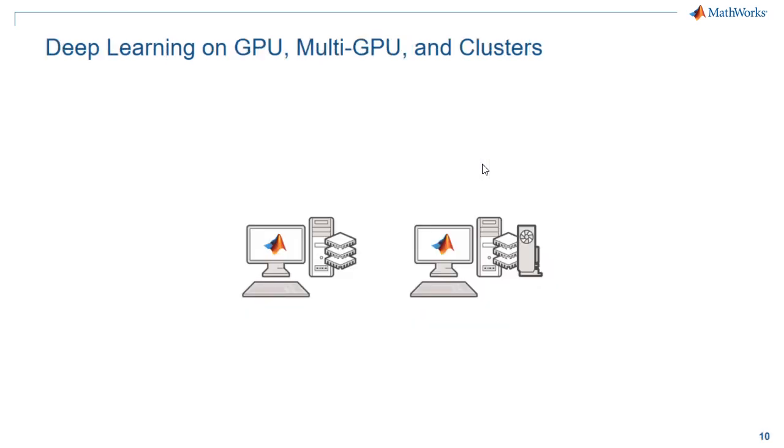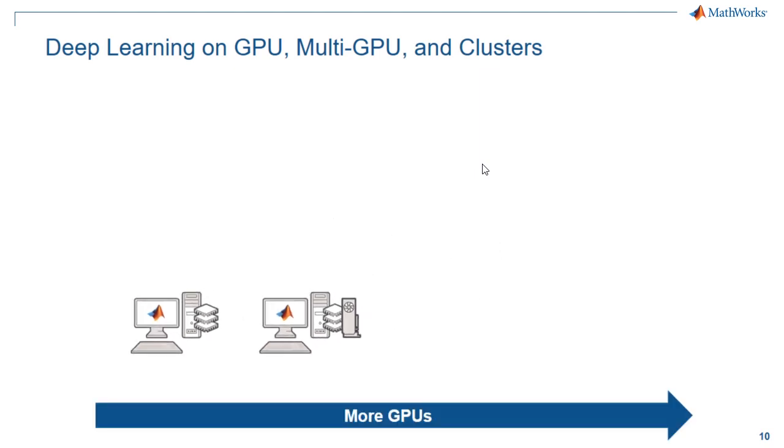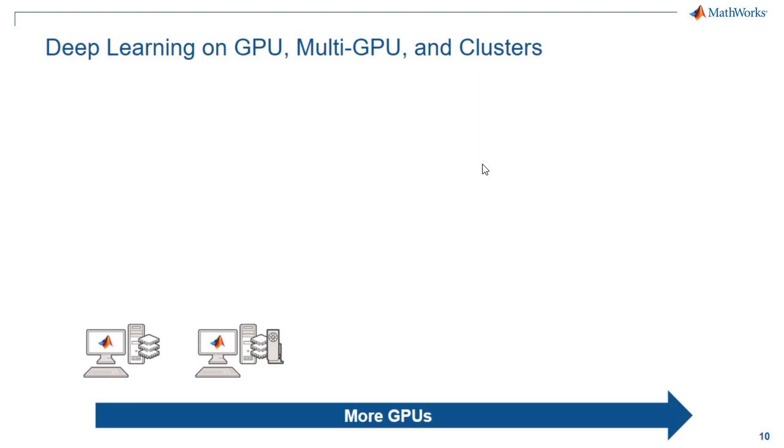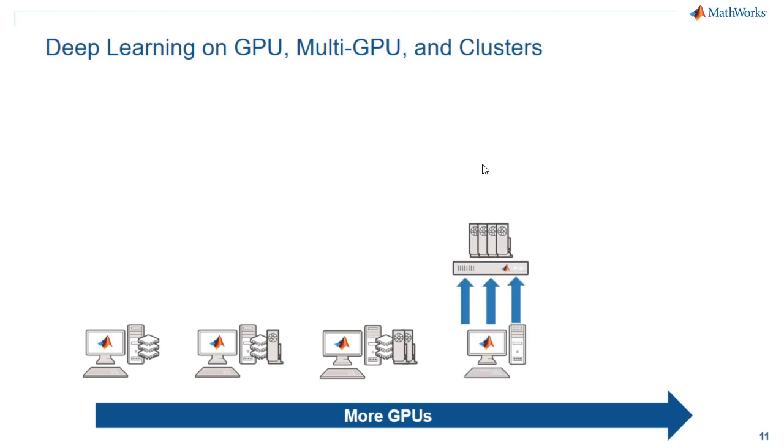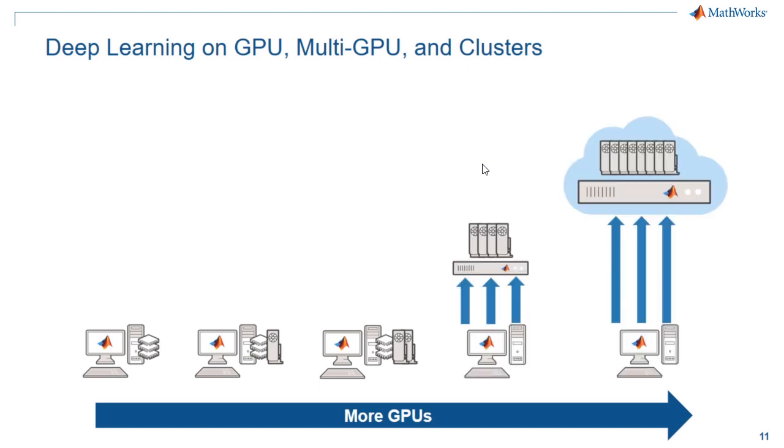So once you set everything up, you start training it. There are various ways for you to scale so that you can train your deep learning networks even faster. So you might start by adding more GPUs or more powerful GPUs. You might then want to work with multiple GPUs and eventually scale up to clusters and even the cloud through Amazon EC2 instances.